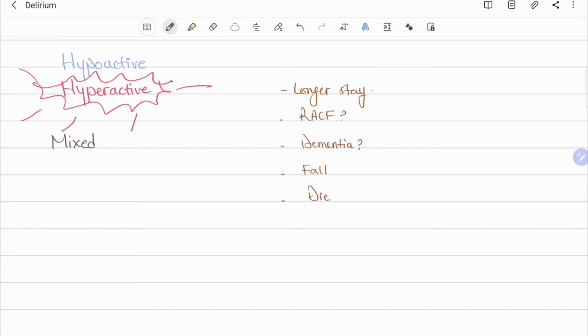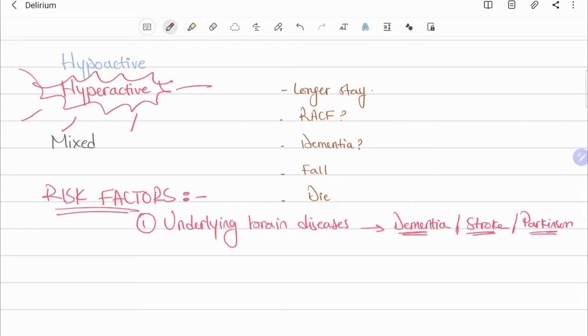Delirium can cause the patient and the family, carers, or significant others significant distress. In addition, compared to a patient of the same age, a patient with delirium is more likely to have a longer hospital stay, be admitted to a residential aged care facility, have a subsequent dementia diagnosis, fall, or die.